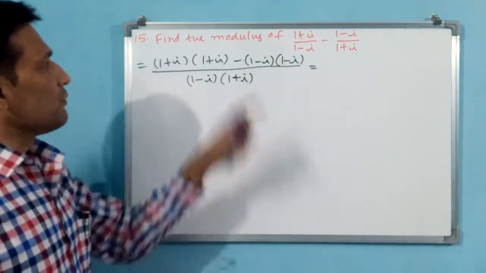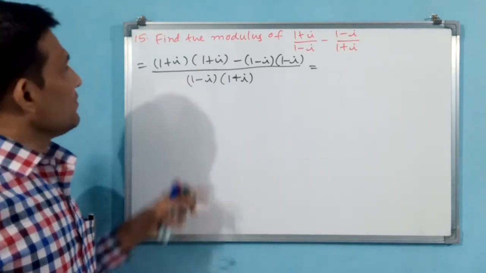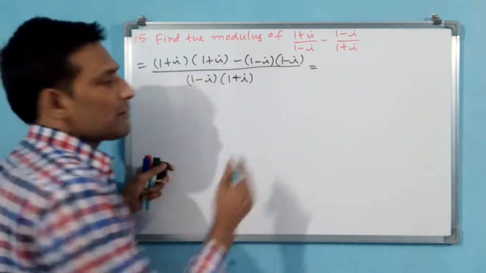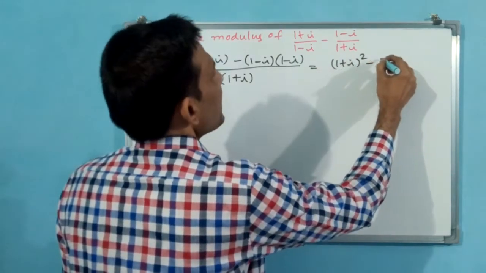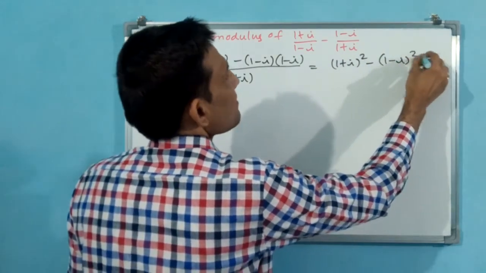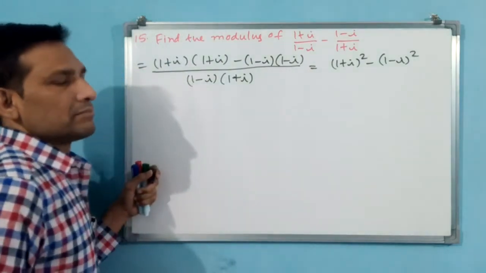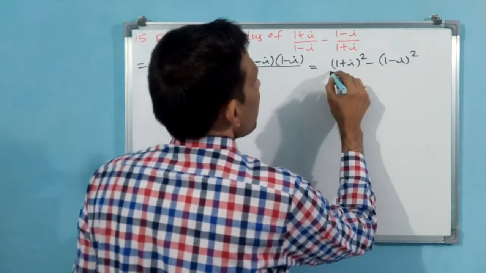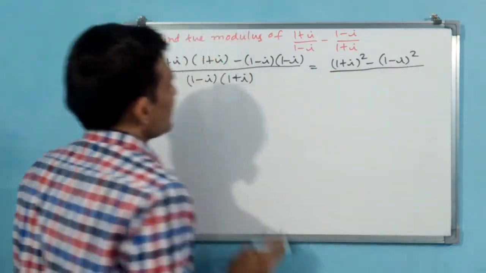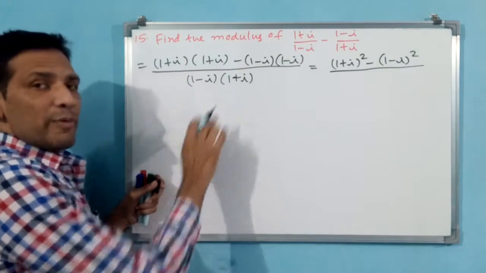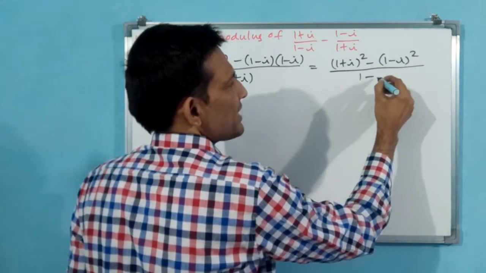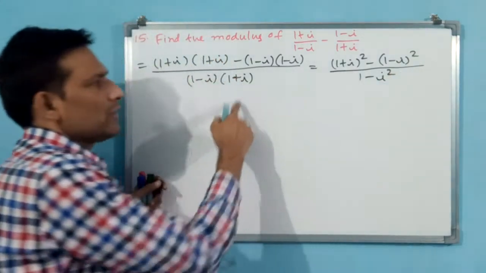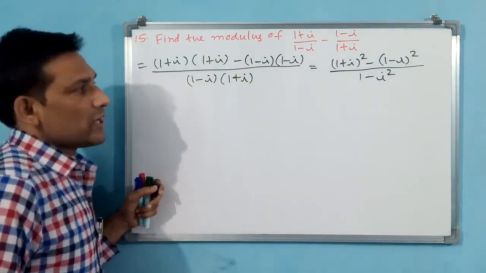Okay. Cross multiplication we have done. But you see, 1 plus i means (1 plus i) square. You can write (1 plus i) square minus (1 minus i) square. It is (a plus b) into (a minus b), a square minus b square. Why? Because i is 1 only. A square minus b square.